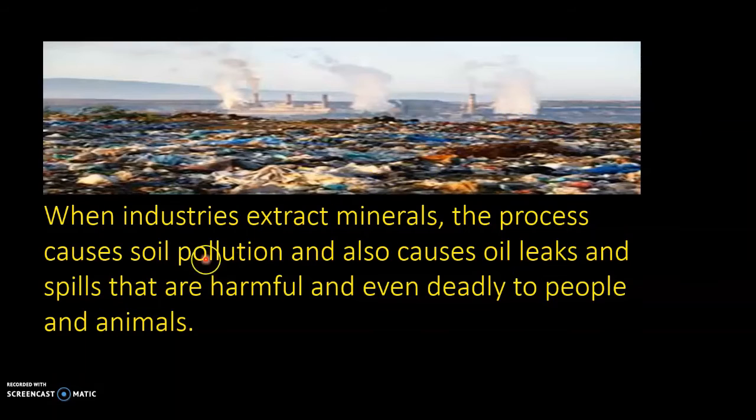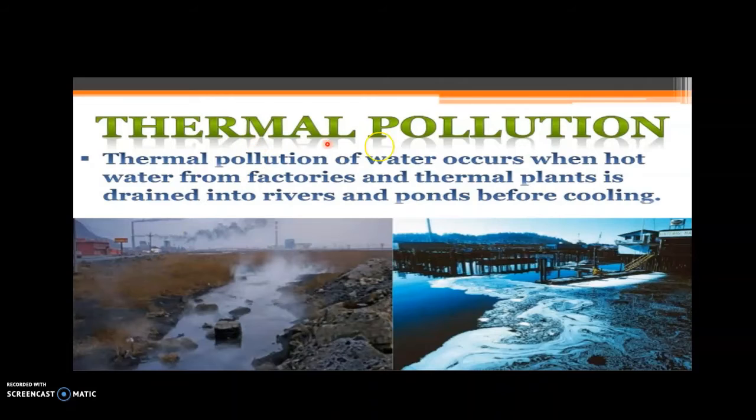Next one is land pollution. When industries extract minerals, the process causes soil pollution and also causes oil leaks and spills that are harmful and even deadly to people and animals. Next one is thermal pollution. Thermal pollution of water occurs when hot water from factories and thermal plants is drained into rivers and ponds before cooling. Waste from nuclear power plants, nuclear and weapon production facilities cause cancers, birth defects, and miscarriages.